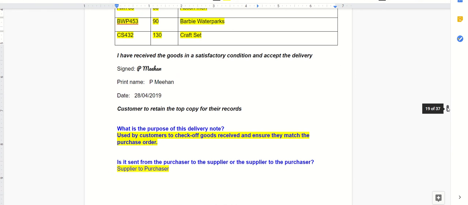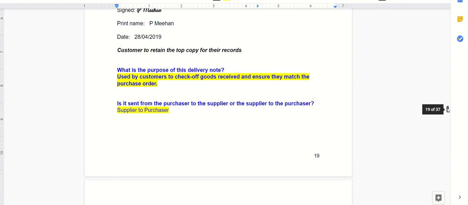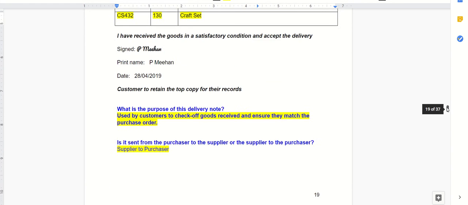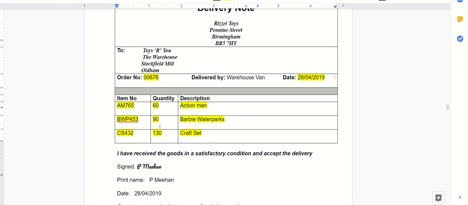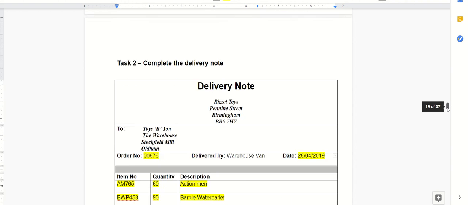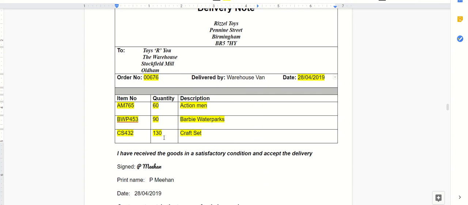And there's a question then which is quite important. What is the purpose of the delivery note? Well, pretty much this. It's used by customers who receive the goods to check the goods off and ensure they match the purchase order. So to make sure that the quantities that we've ordered from the purchase order have been matched, and that when we open the box, these quantities are actually there. So it's just checking everything's been done properly.